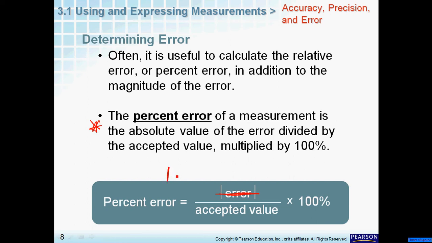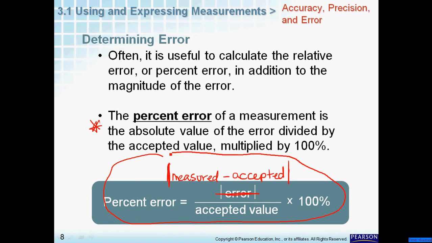So we need the absolute value of the measured minus the accepted, divided by the accepted value, multiplied by 100%. Do not use the percent symbol on your calculator, otherwise that's going to give you some funky answer. So we'll do a couple of problems with this today. But do make sure that you have this formula in your notes.